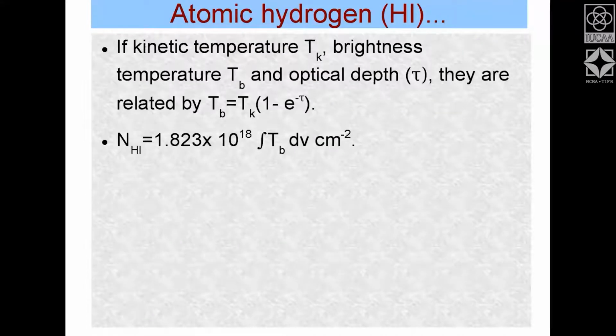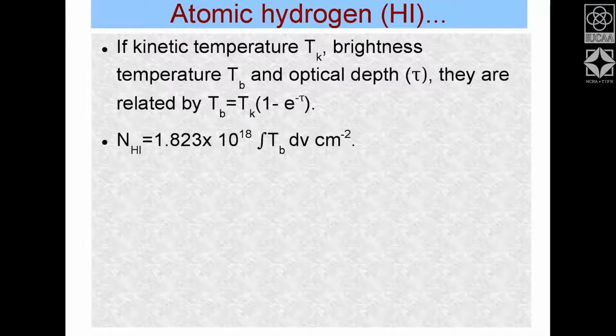Now, in general, if one uses radiative transfer, again, I'm not going into the basics, I think Deepankar is covering radiative transfer and so on. In general, if the kinetic temperature is Tk, the brightness temperature is Tb, and the optical depth is characterized by a variable called tau, one can show that T brightness is equal to Tk into 1 minus e to the power minus tau.